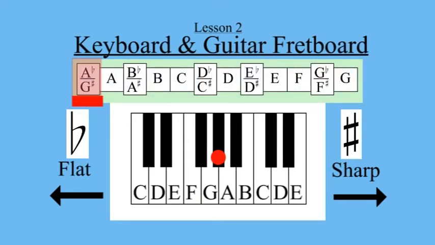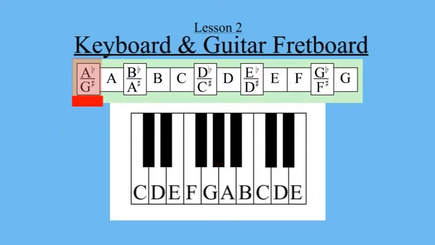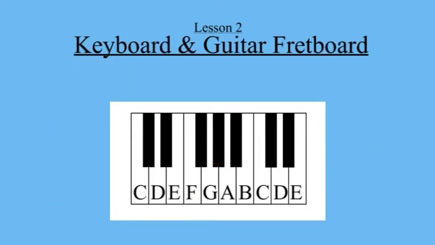This process applies to all of the black keys on the keyboard. In this next diagram, you will see there are actually no accidental notes between E and F and B and C.